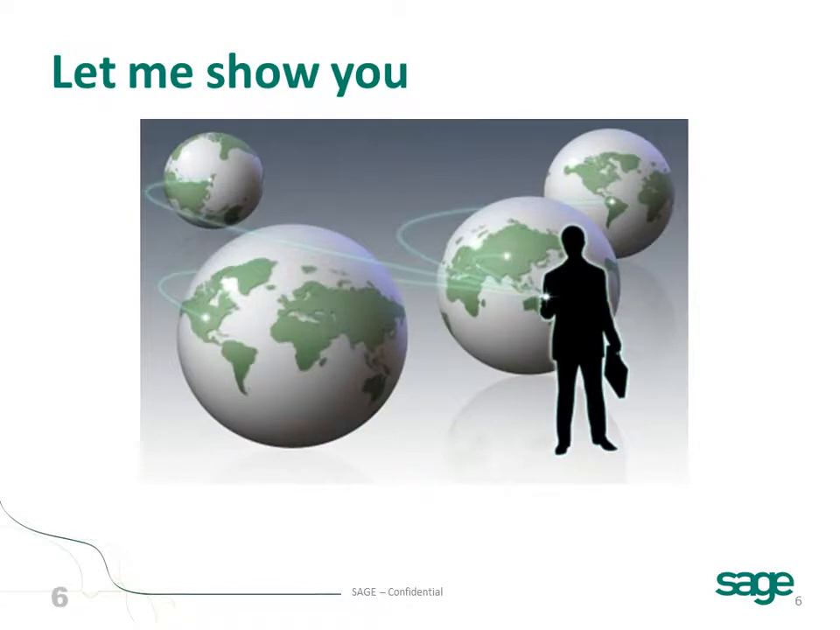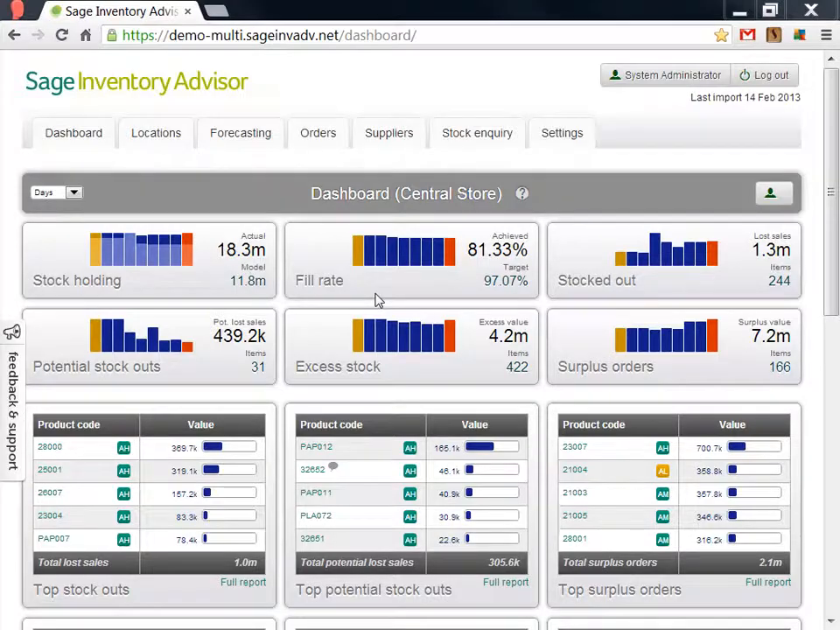So let's have a look at some software. Logging into Sage Inventory Advisor, you'll find you land on this dashboard view. Very quickly, the dashboard is designed to identify those things that have gone wrong. I'm going to focus a little bit first on how to order, as the information around how to order flows nicely into understanding what the dashboard's telling us.